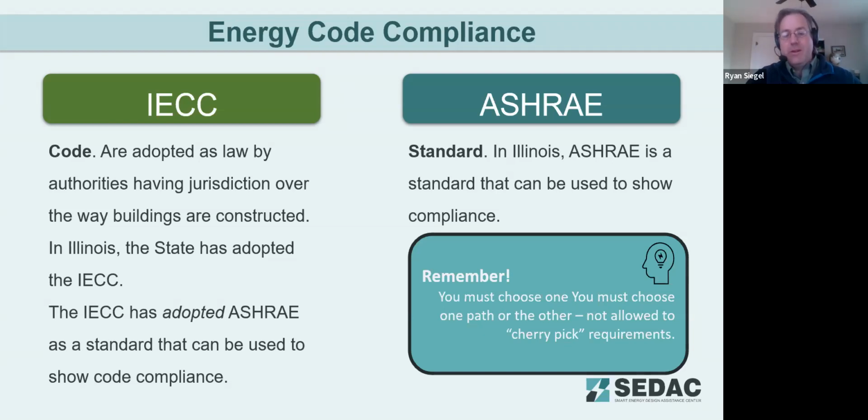We do note here that you can't cherry pick, so projects may not use a combination of both to demonstrate compliance. You may use provisions from both, but compliance must be demonstrated using one or the other. An example would be you cannot use the IECC envelope provisions along with an ASHRAE 90.1 lighting system. Has to meet all the provisions of one or the other.